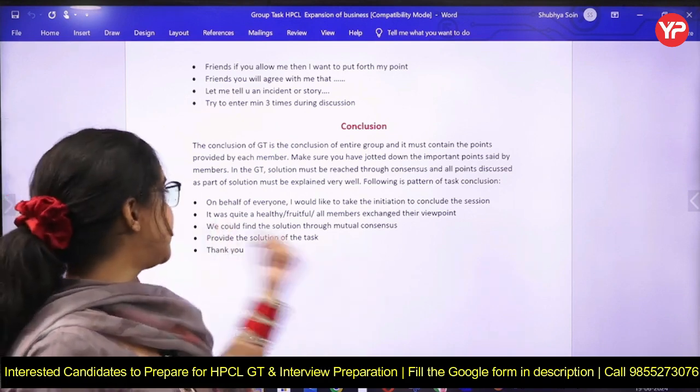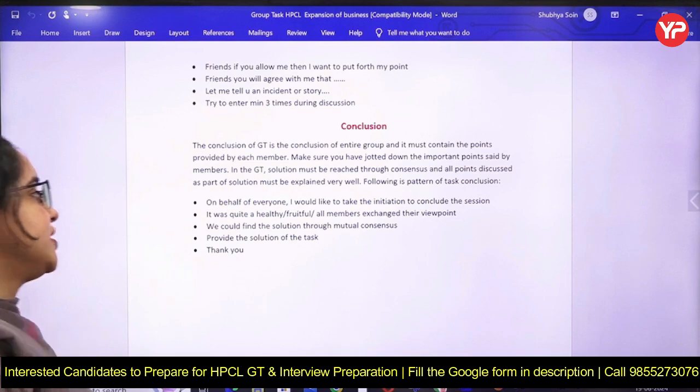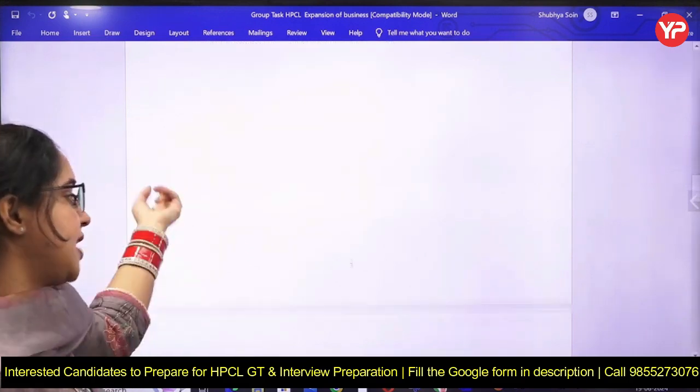It was a very healthy discussion. We could find the solution through mutual consensus. Then you could provide the solution to the task, and you have to say thank you.